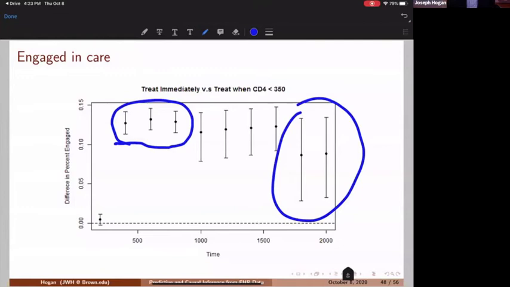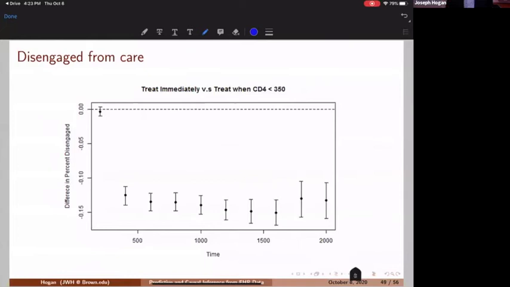And we can do the same thing with disengaged from care. Because these are all below zero, that means you have a lower percent disengaged under the treat immediately regime. We can do something similar with mortality. There's not a lot of difference.